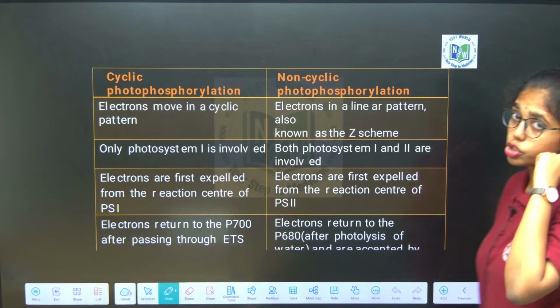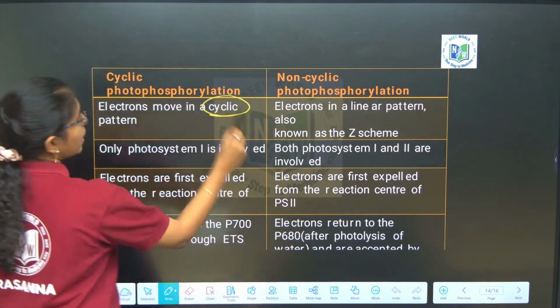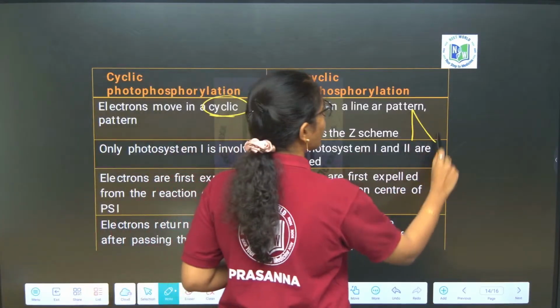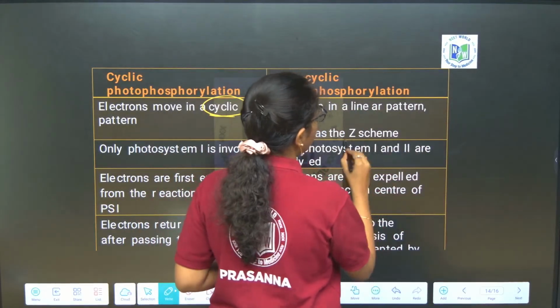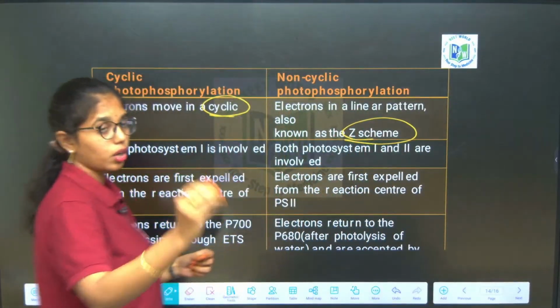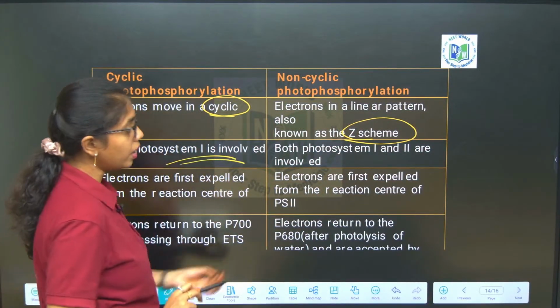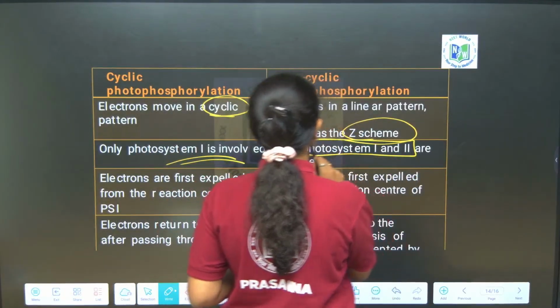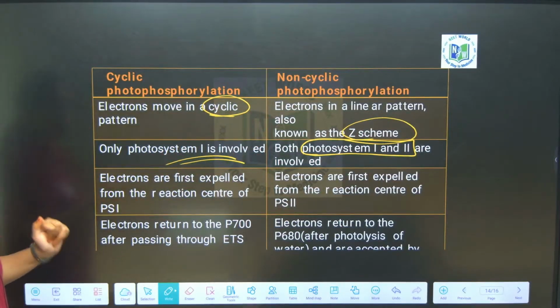Few more differences to be revised. Electrons move in a cyclic manner in cyclic photophosphorylation. Here, in a line or a pattern of what? Z scheme. Okay, the electron flow is in the pattern of Z scheme. Only photosystem 1 is involved over here. Here both photosystem 1 and photosystem 2 will be involved in non-cyclic photophosphorylation.